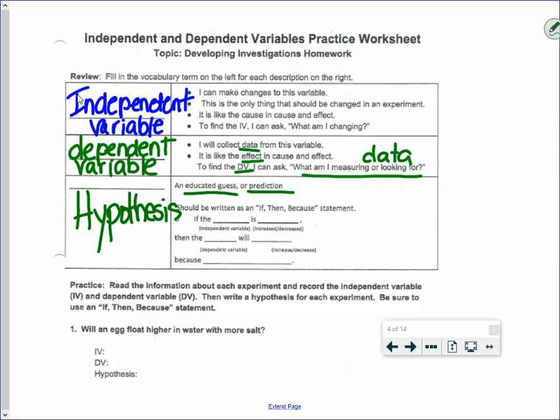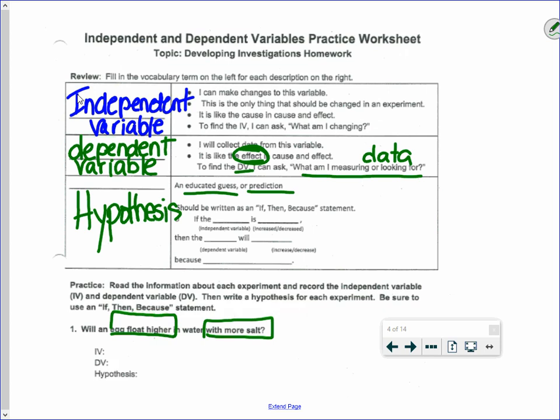All right, let's practice now. We know independent variable is the one that I have the power of. I'm changing it. The dependent variable is what's going to happen. It's the effect. And the hypothesis should be written as if-then. All right, will an egg float higher in water with more salt? So what are we testing? What do we want to know? We want to add more salt and see if it will float higher. So let's write the hypothesis first. What are we doing? Adding more salt.